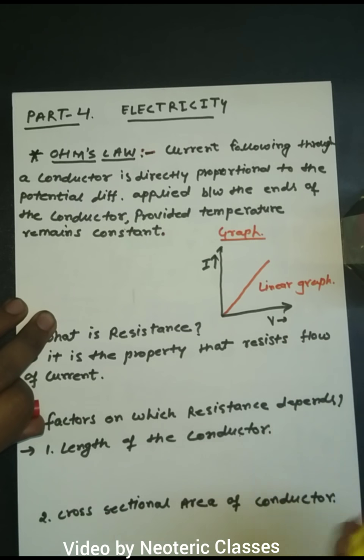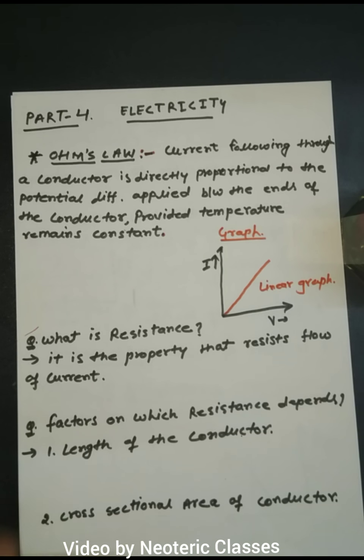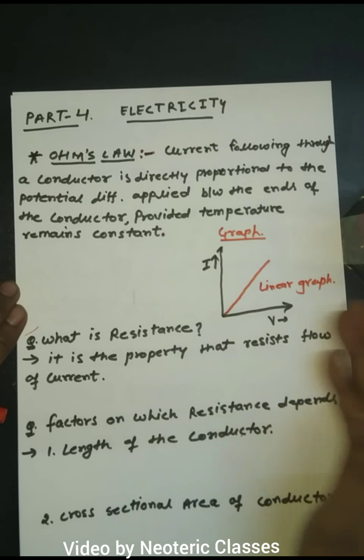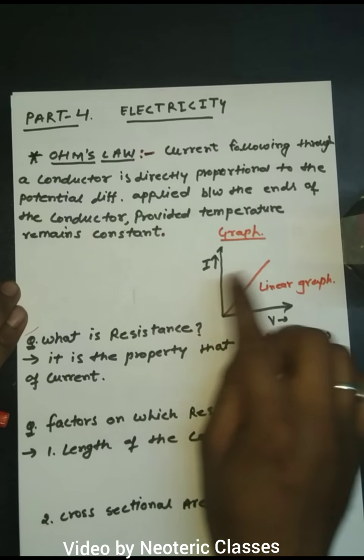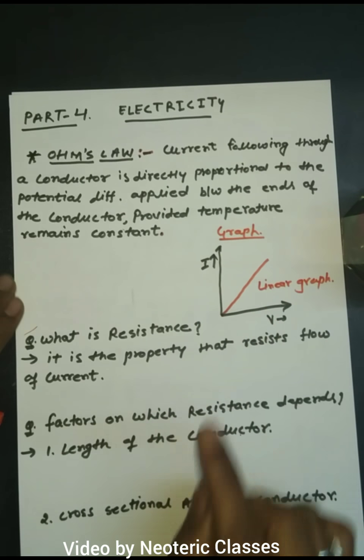So this is the observation of Ohm, that if you increase the voltage in an electrical circuit, the graph with respect to current will come out linear.